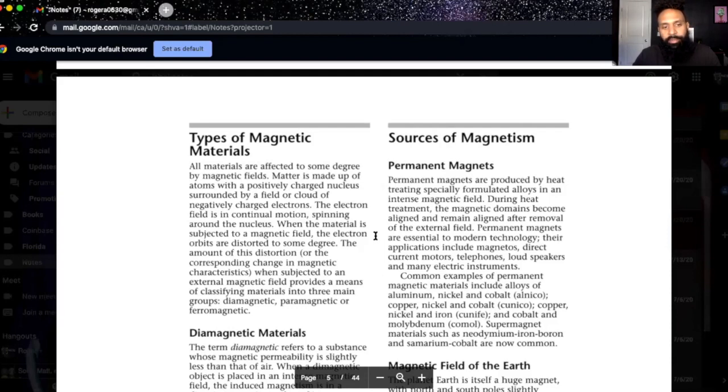When the material is subjected to a magnetic field, the electron orbits are distorted to some degree. The amount of this distortion, or the corresponding change in magnetic characteristics when subjected to an external magnetic field, provides a means of classifying materials into three main groups: diamagnetic, paramagnetic, or ferromagnetic.